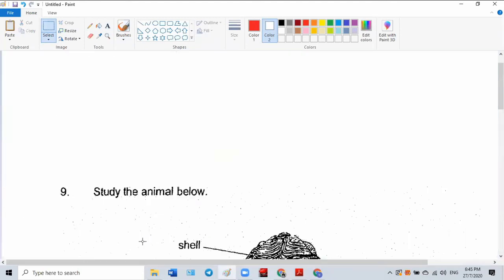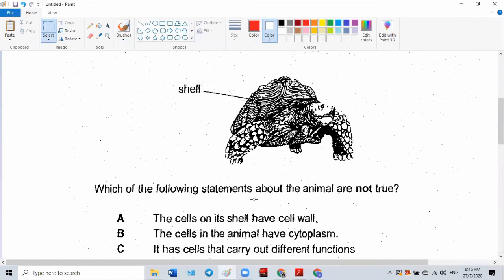Okay, reptile. This is a reptile because it has scales. Tortoise is a reptile because it has scales. These are the scales. If you don't know, you better know. Okay, tortoise has scales. Crocodile also has scales. Okay, which one is not true?